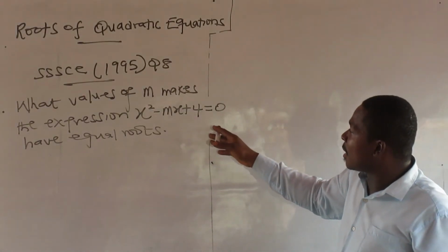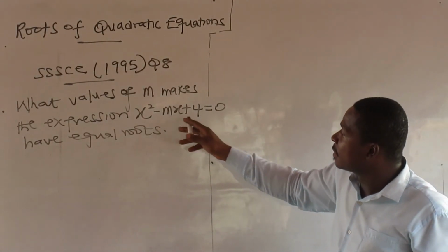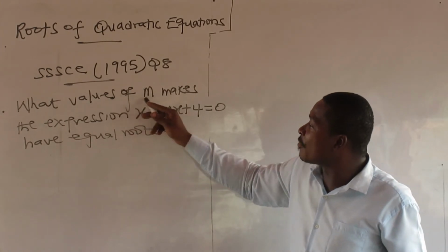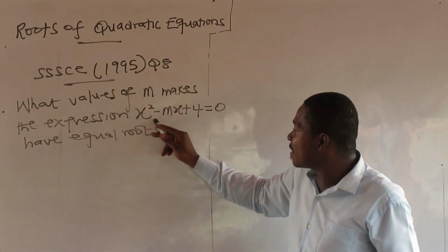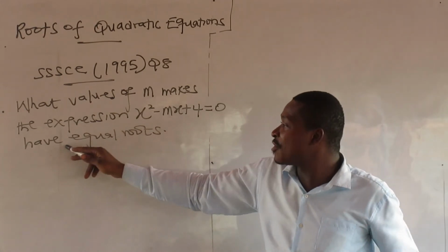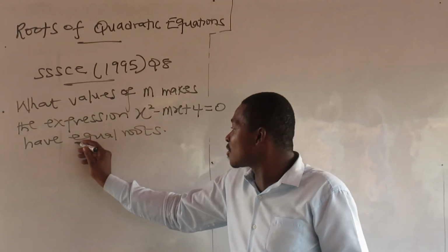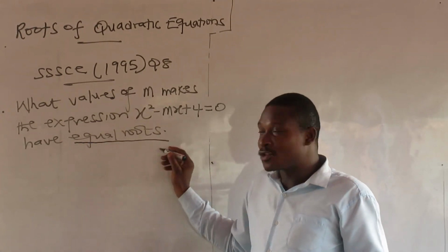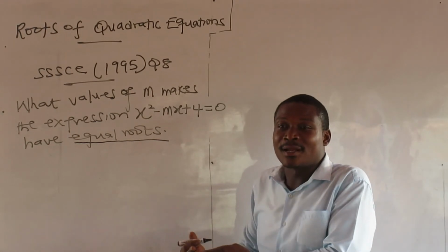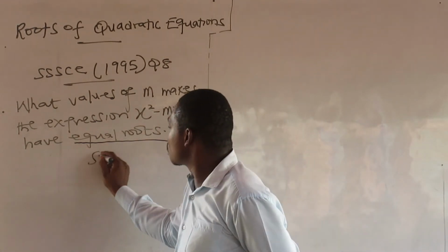Let's look at this application. What values of m makes the expression have equal roots? So there is a constraint or condition given here. So I have to know what equal roots is, and I'll code that, right? So, solution to the problem.